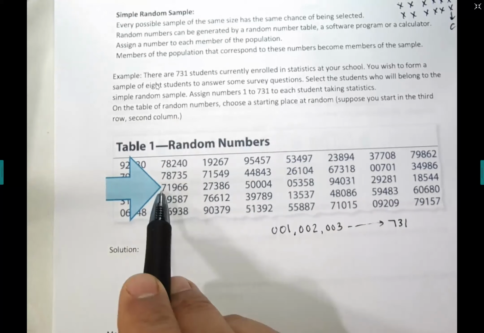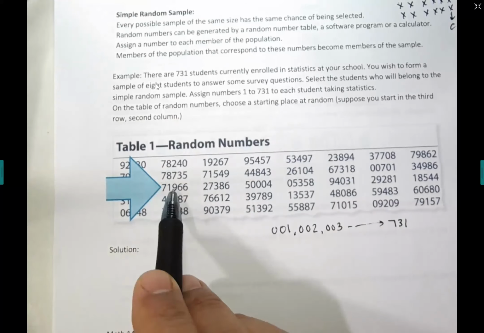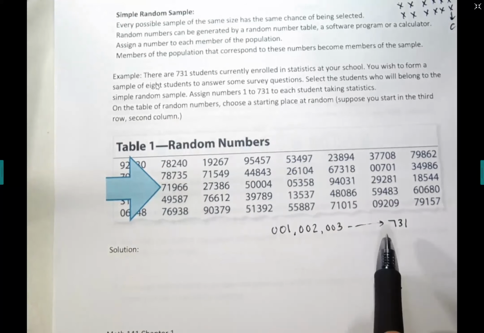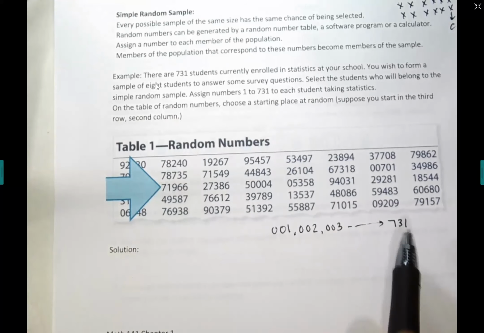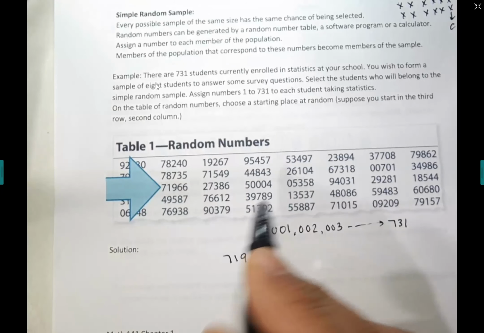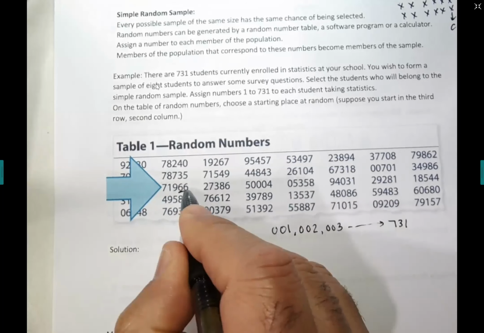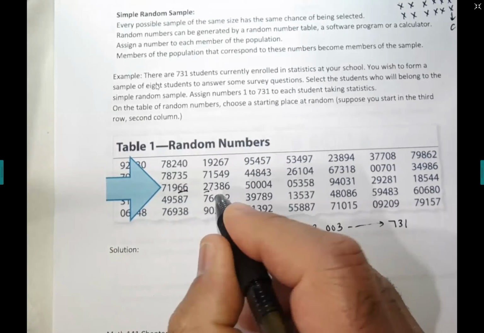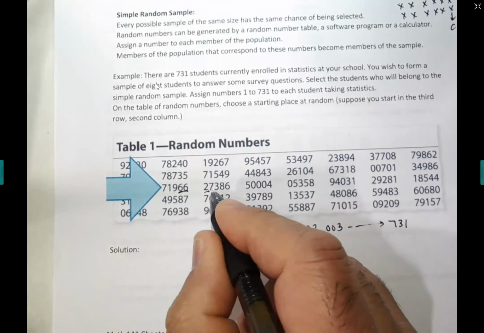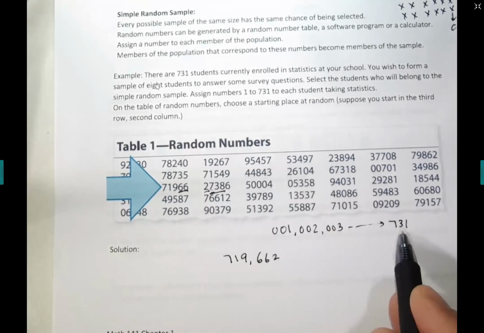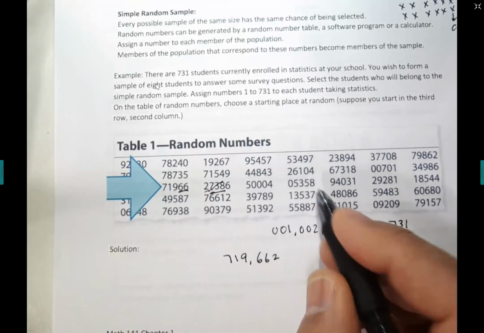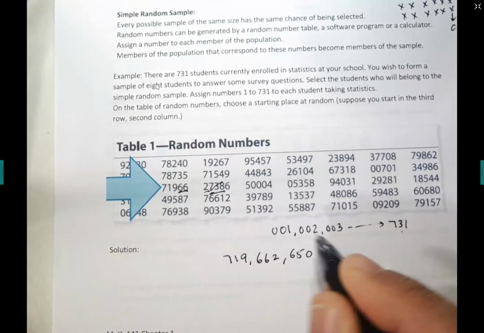If you read 719, this is the first number. Is 719 a part of the group? Yeah, it goes as high as 731. So that will be the first member of the sample. Now let's read the next 3 digits. 662, that's the second one. 738. Well, there is no 738 in my list. It goes as high as 731, so that wouldn't count. 650. We're here, we're done here.